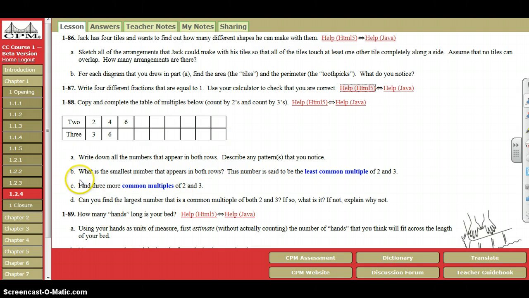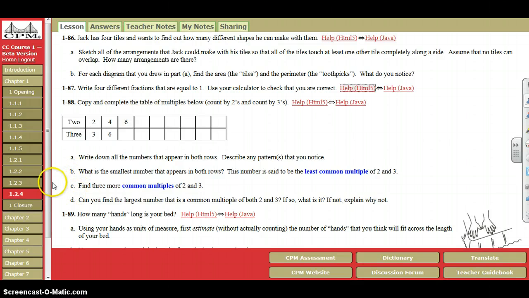For B, you need to answer this question. What is the smallest number that appears in both rows? Okay? The number is said to be the least common multiple. Basically what that means is the smallest number is the least common multiple, or the smallest number that they actually have in common, okay? So for the numbers 2 and 3, what's the smallest number that they have in common, or the least common multiple?